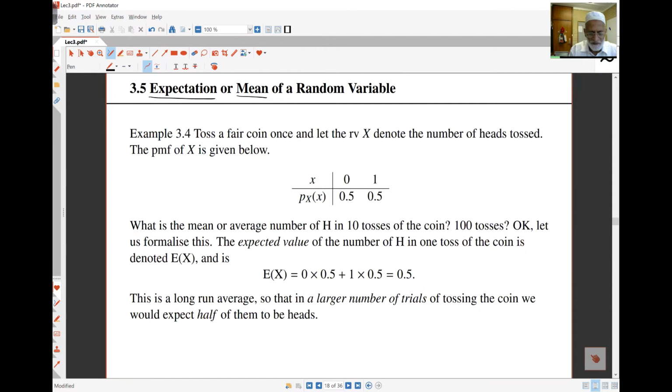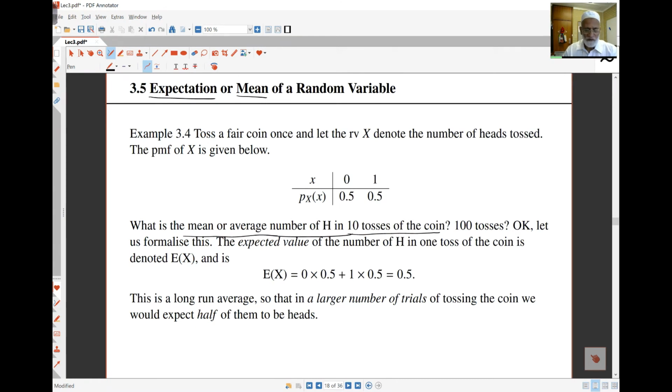Now, let me think of it this way. If I take a look at 10 tosses of a coin, and I'm looking at the number of heads, and I want the expected or the average number of heads. Well, the probability of heads is a half, so I expect half of those tosses to be heads. In 100 tosses, I get half, 50 heads.